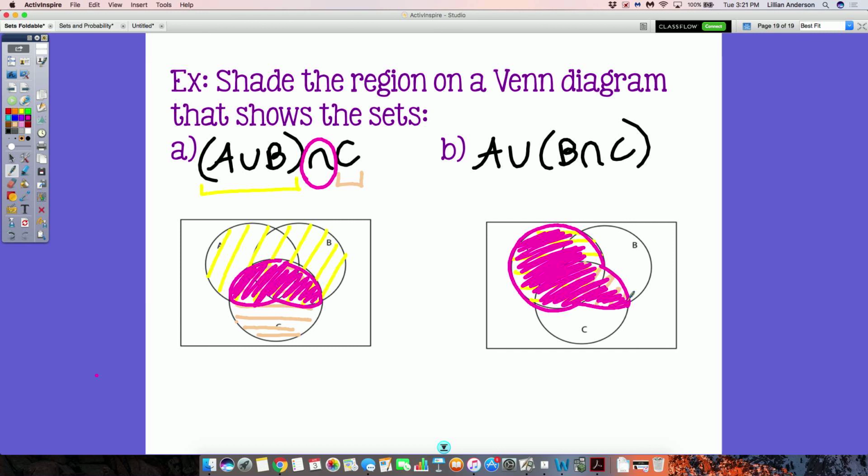So if you need to, go ahead and draw out, shade your different regions and see, are you looking for the overlap or are you looking for everything that they have in common? And that's going to represent what your shaded region is. Please bring your questions to class.